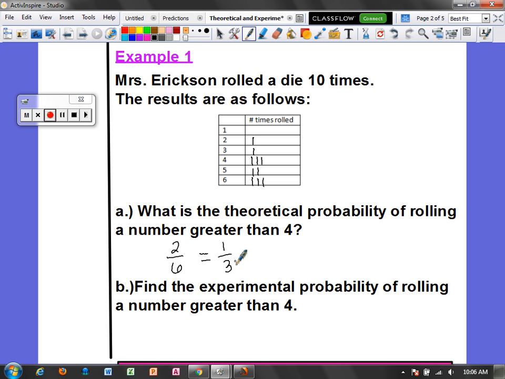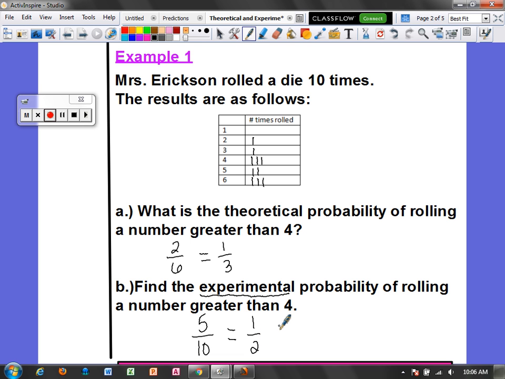Now we want to find the experimental probability of rolling a number greater than 4. So since it is experimental, we have to use the data from our experiment to find this probability. So a number greater than 4, that would be 5 or 6, that happened 1, 2, 3, 4, 5 times. And we had 10 total rolls. So 5 out of 10 times it landed on a number greater than 4. And if we reduce that, that would be 1/2.